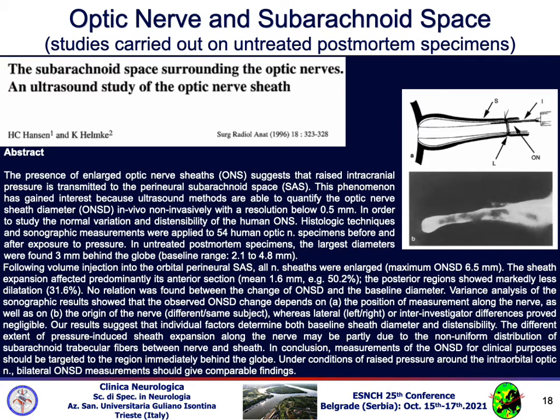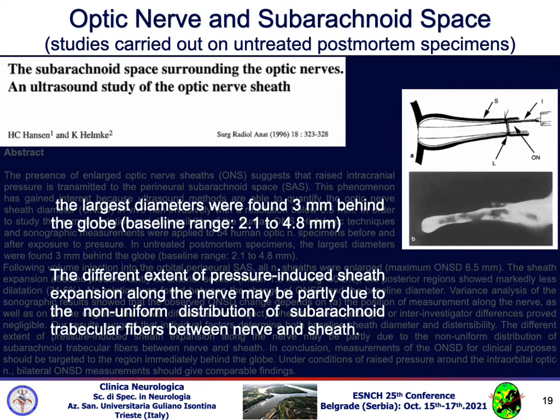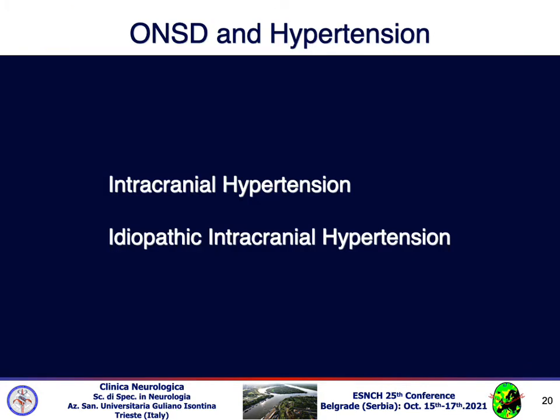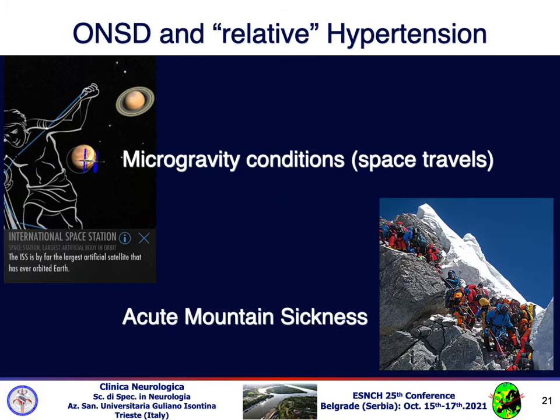This is one of the studies confirming that at the level of the proximal part of the intraorbital segment, at 3 mm from the retina, we find maximum distensibility of the subarachnoid space owing to the non-uniform distribution of the subarachnoid trabecular fibers between nerve and sheaths. Let's now focus on the relationship between the ONSD and endocranial hypertension, whether secondary to space-occupying processes or idiopathic.